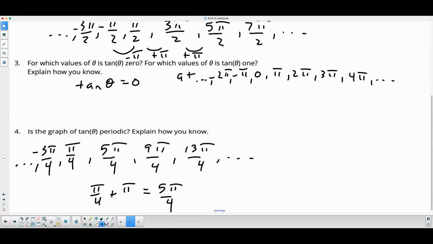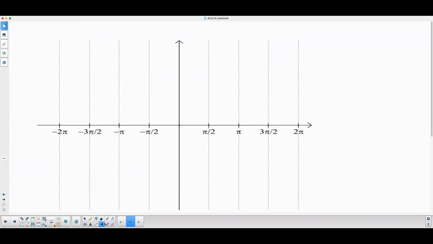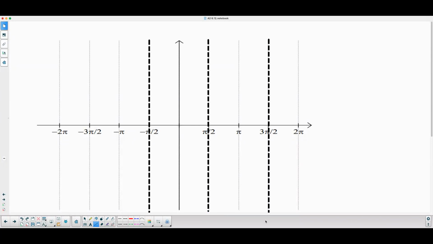So let's put it all together and take a look at the graph. Okay, so here's my graph. I'm going to put my asymptotes on there first. So I have asymptotes at negative pi over 2, pi over 2, 3 pi over 2. I'm probably going to have one here at negative 3 pi over 2. I didn't do that on my chart, but there it is.